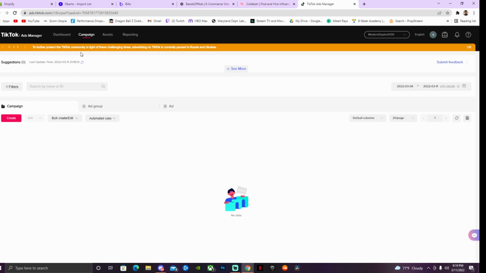So before running ads, you definitely want to make sure your website is optimized for TikTok ads, and that the video ads you're running for your product are up to par, so we're not bottlenecking any traffic that we can potentially send to the store. When it comes to setting up your campaign, you would hit create.